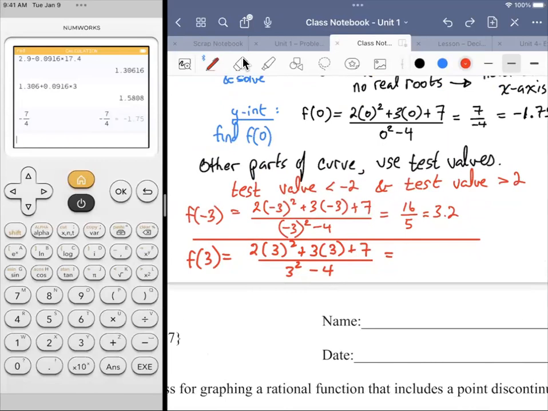It really doesn't matter. All right, but in this case, we got 18. 9 times 2 is 18, plus another 9 is 27. So we're up to 36. And then on the bottom, we have a 5.